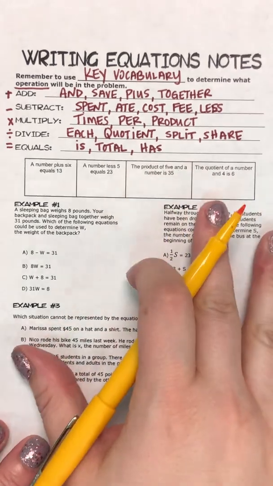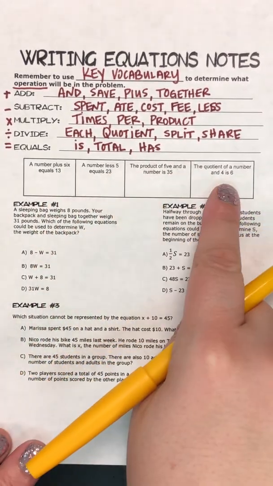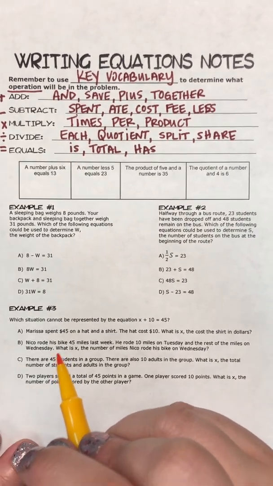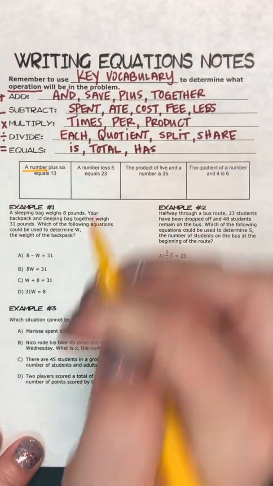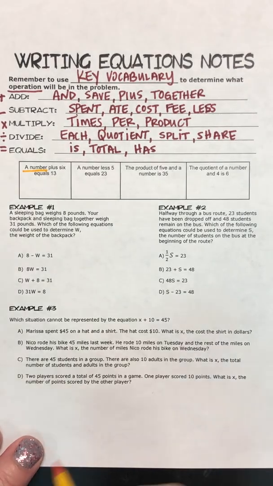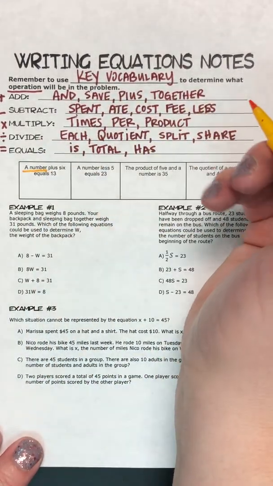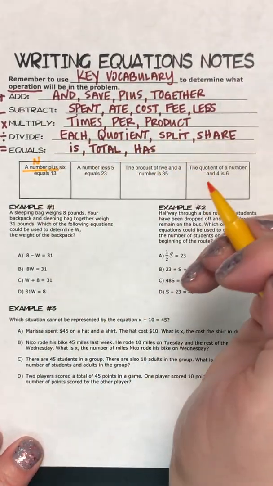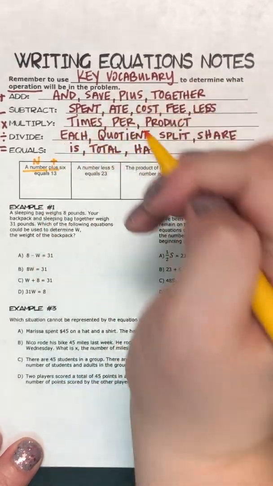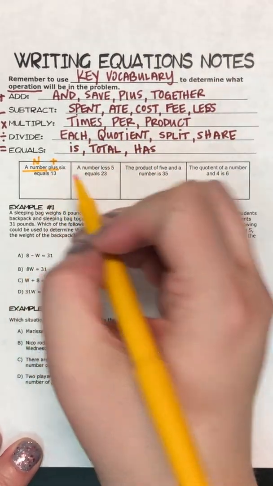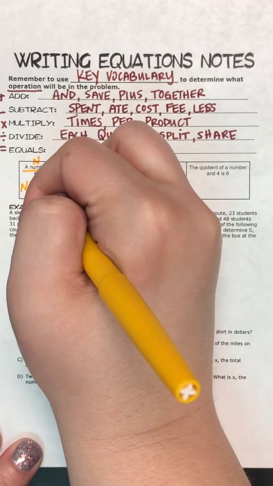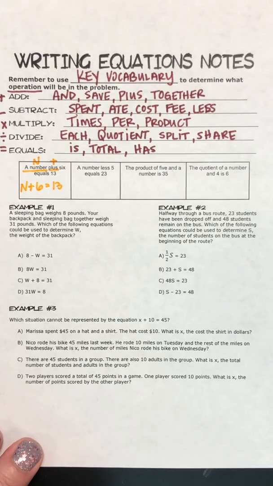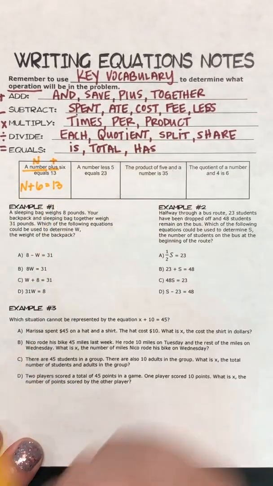The first ones are just short and sweet. We're going to do these 4 in the box. It says a number plus 6 equals 13. When they say a number, you can come up with any letter you want. For this one, I'm just going to use an N for number. So I'm going to put an N above number. The word plus tells us that we are going to add, and then we have 6 equals 13. So we're going to do N plus 6 equals 13.